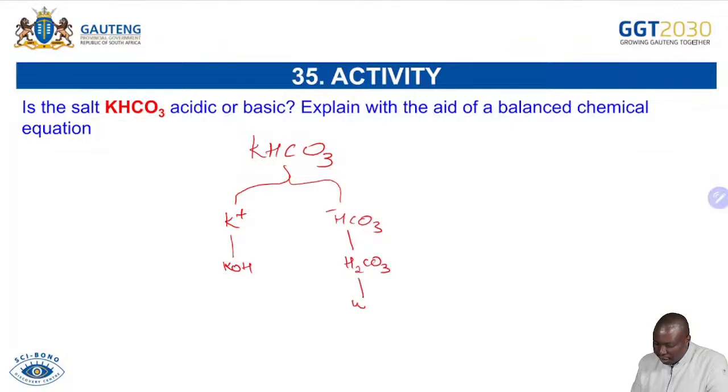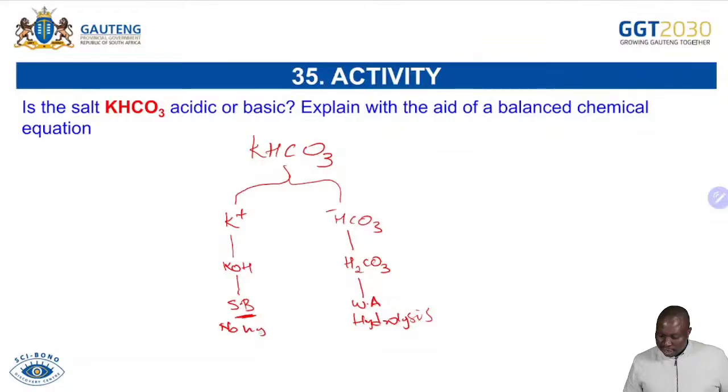So we have the weak acid, which is carbonic acid. We have potassium hydroxide, which is a strong base. So you can see the salt must be basic because we said the strong one always wins. But when it comes to hydrolysis, it must be hydrolysis of the weak acid. Only the weak undergoes hydrolysis, the weak acid and the weak base. So this one is strong, no hydrolysis this side.